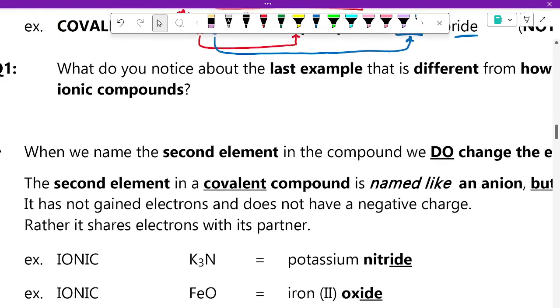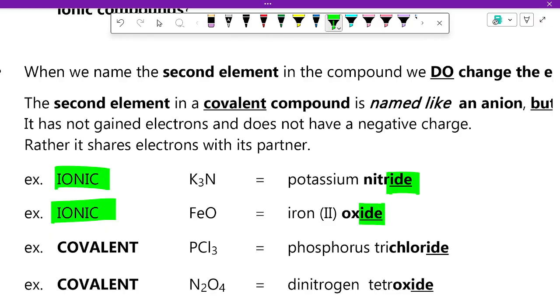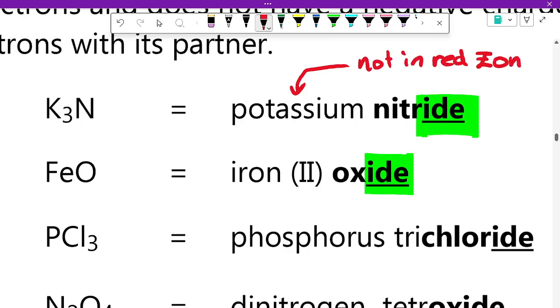Okay. So when we name the second element, we still change the ending to "ide", just like we did for the ionic compounds. Ionic, we change the ending of the second word to "ide". And again, you'll notice potassium is not in the red zone. So what don't we use? We don't use a Roman numeral.